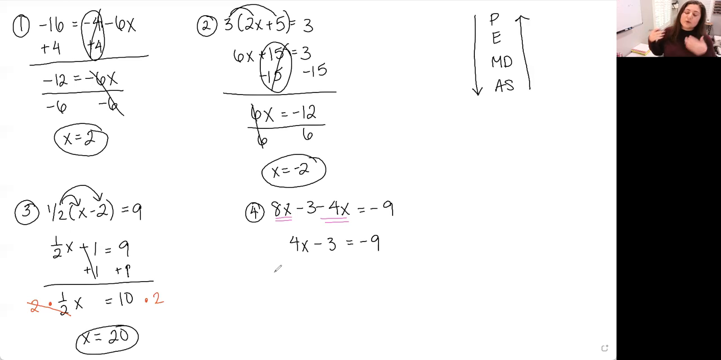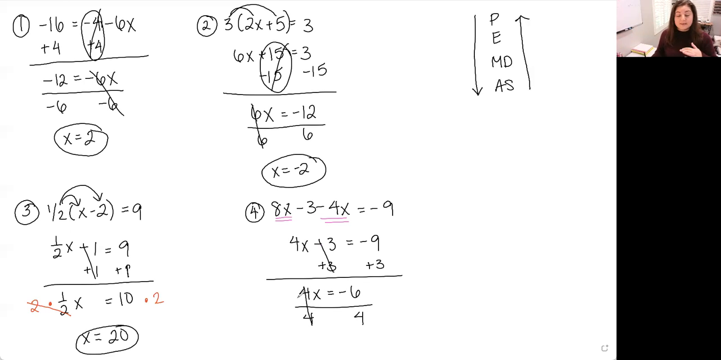Do I have addition or subtraction? Yes, I do have subtraction. I'm going to do the opposite. The opposite is addition. And then I have 4x equals -6. I'm going to divide both sides by 4 because that's going to create my one pair, because 4x is 4 times x. And then I'm going to get x equals -6 over 4, which we can actually simplify to -3 over 2. So my answer for problem 4 is going to be -3 over 2.